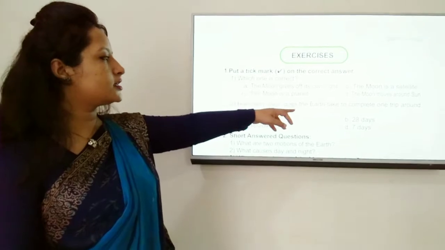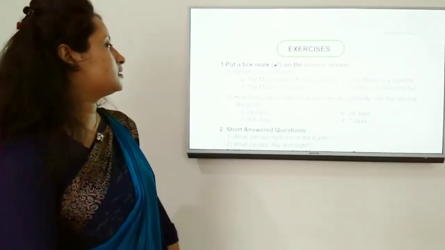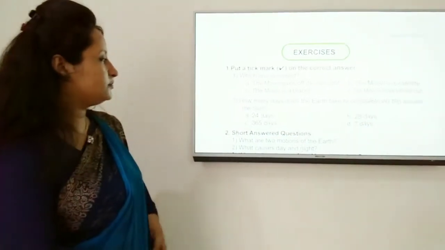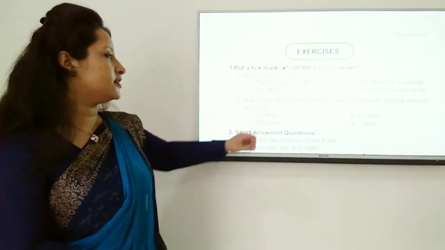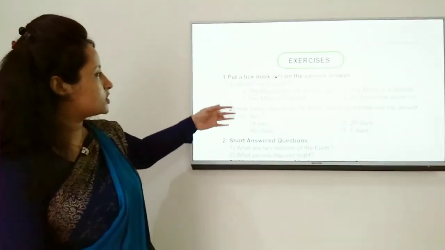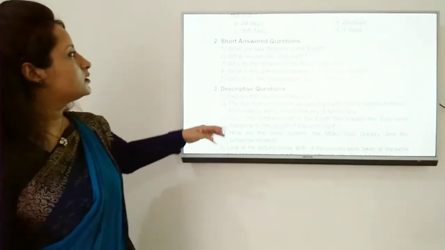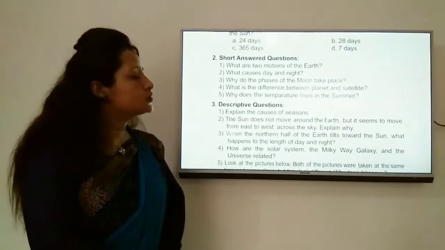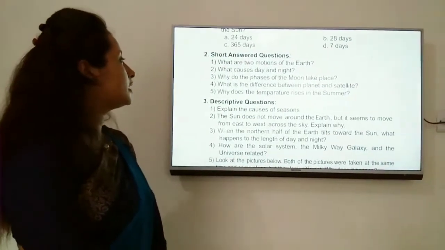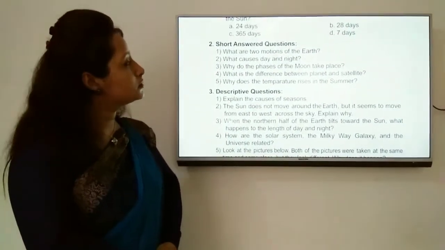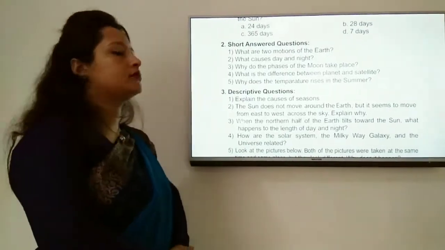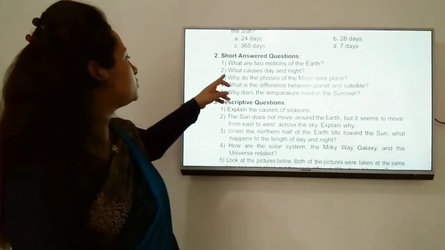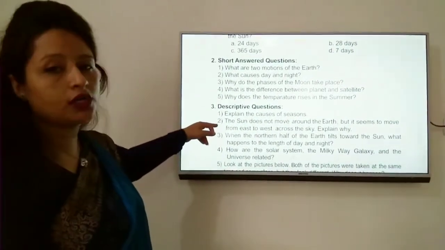How many days does the earth take to complete a trip around the sun? 365 days. And short answer portions. What are two motions of the earth? What causes day and night? These were your homework, and I hope you have completed this already. Now your homework will be SQ 3, 4, 5 and BQ 1, 2.